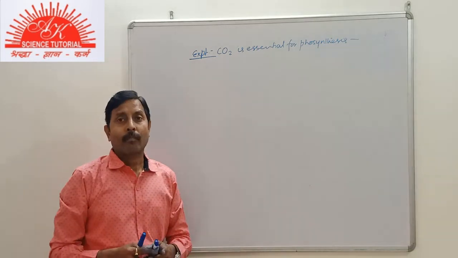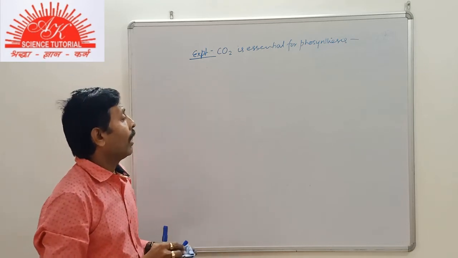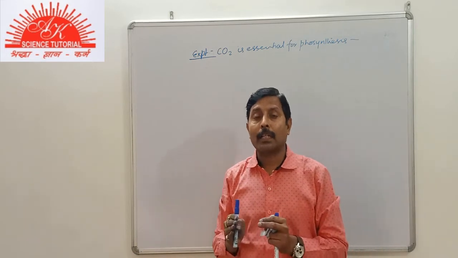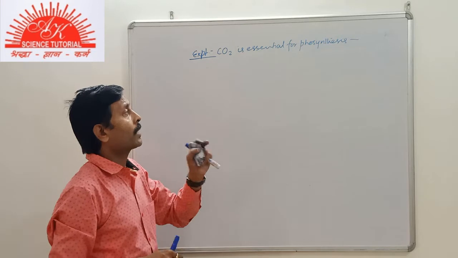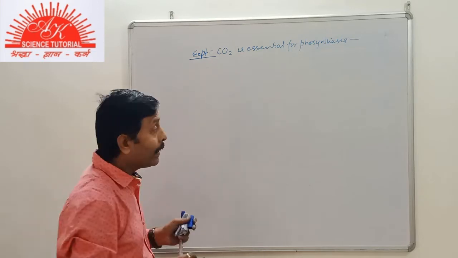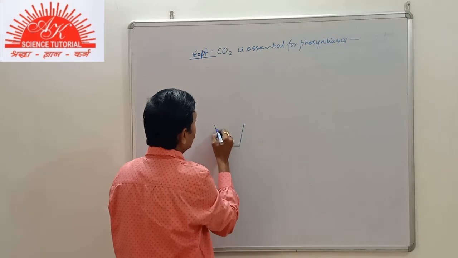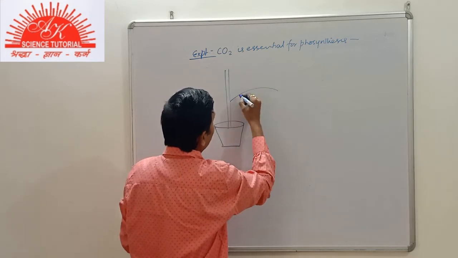This time, again, the same step has to be taken. A well-watered potted plant, garden plant, is kept in darkness for 2 to 3 days in order to de-starch the leaves. And then we will arrange the setup.